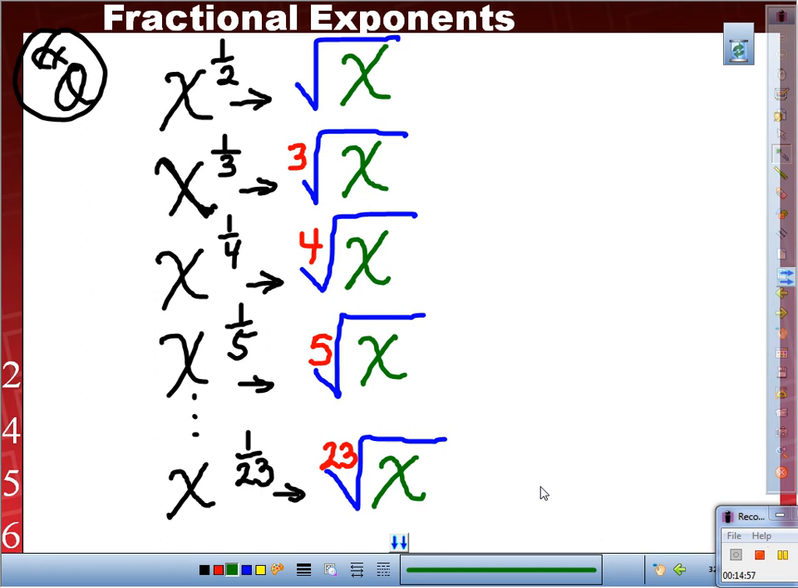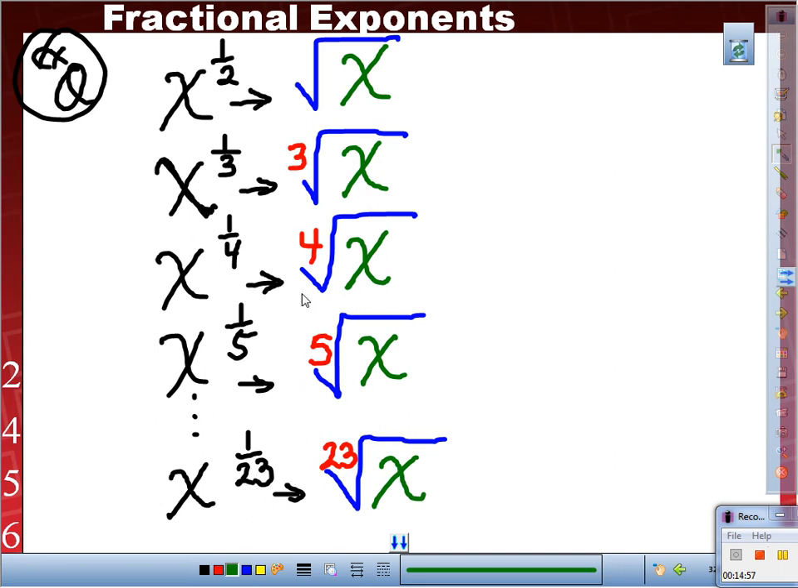Xavier, what's going on with all of these that have fractional exponents? What happens? The denominator becomes the what? The index. The base becomes the what? The radicand. So does everybody agree that as soon as we see an exponential expression with a fraction exponent, you make it into a radical? The denominator is the index, and the base is the radicand. Does everybody agree with that?